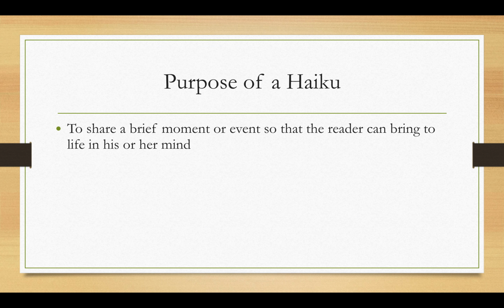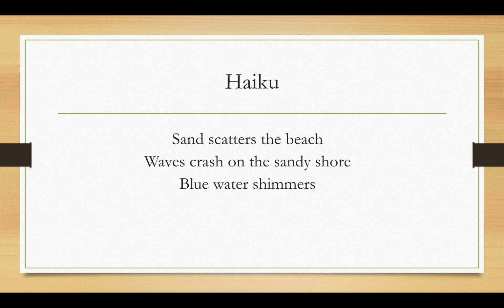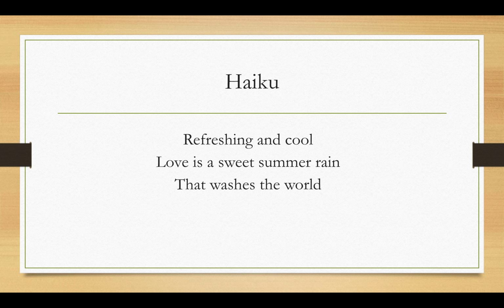There's a picture. The purpose of a haiku is to share a brief moment or event that the reader can bring to life in his or her mind. So if we go back to this one, they talked about the beach. Their whole purpose of the poem was the beach or the ocean, kind of things like that. And then this one talked about love.